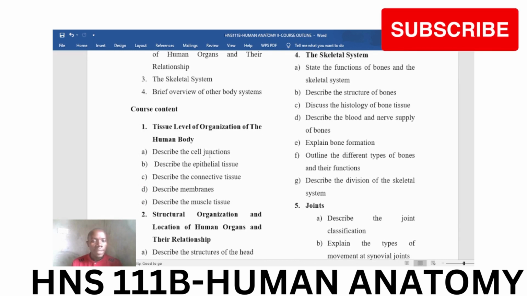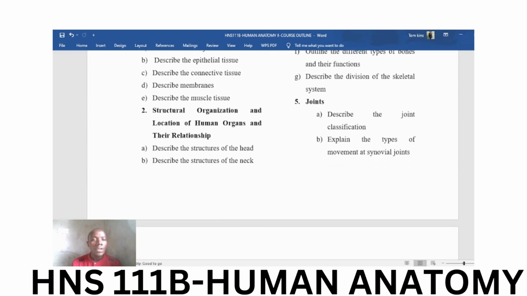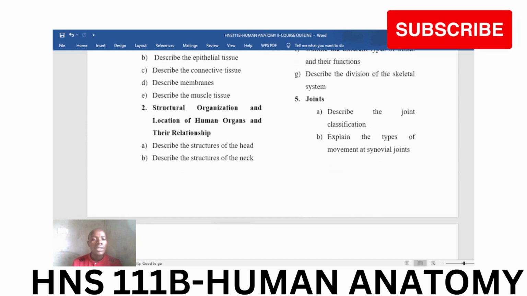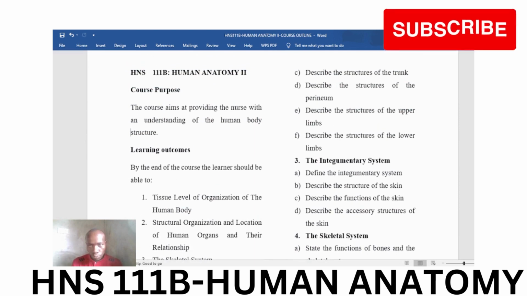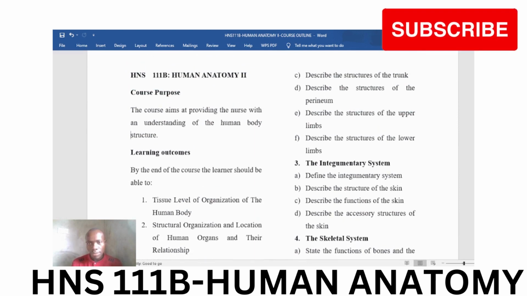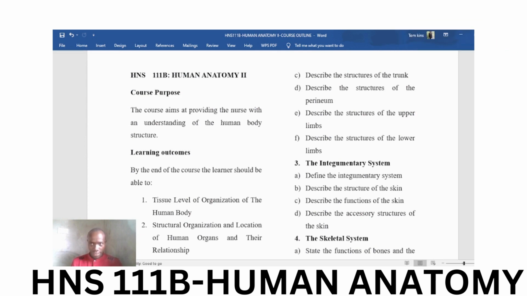Okay? So the course content, we're going to start with the tissue level organization of the body, where you're going to describe the cell junctions, describe the epithelial tissue, describe the connective tissue, describe membranes, and finally describe muscle tissue. Number two, we'll be looking at structural organization and location of human organs and their relationship. We describe the structures of the head, structures of the neck, structures of the trunk, structures of the perineum, structures of the upper limbs. Describe the structures of the lower limb, guys.